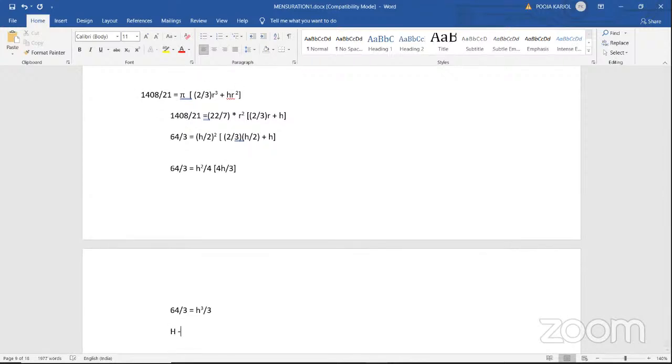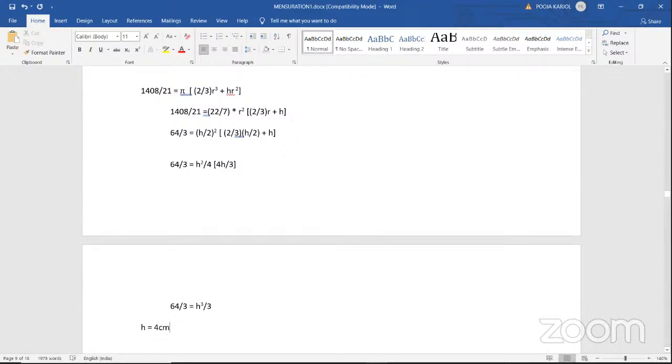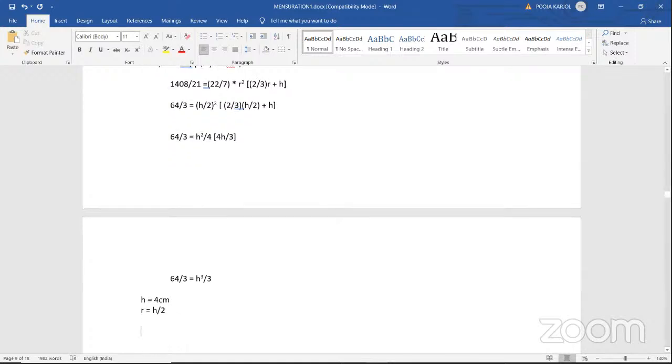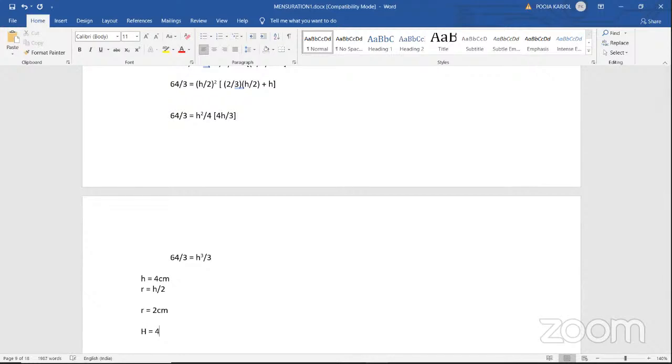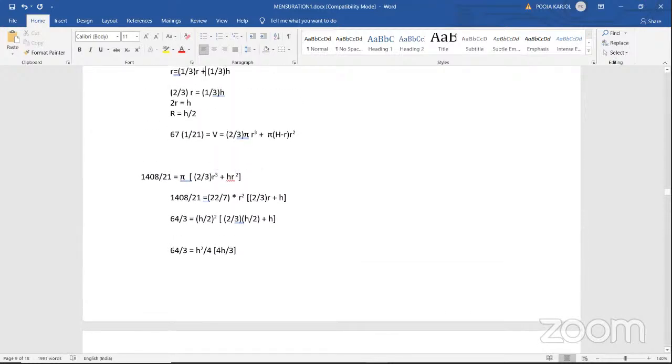So h is equal to 4 centimeter, was it? 4 centimeter. This is h. And we had r is equal to h by 2. So r is equal to 2 centimeter. The total height is 4 plus 3 centimeter. Okay. I'll just briefly summarize what we did.